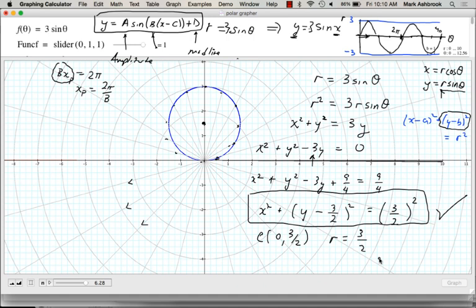Okay, let's try. So let's talk about, what about a line here? So let's say.